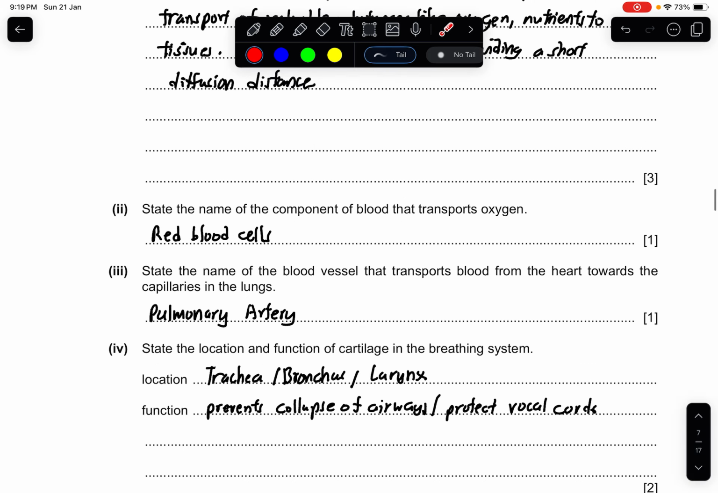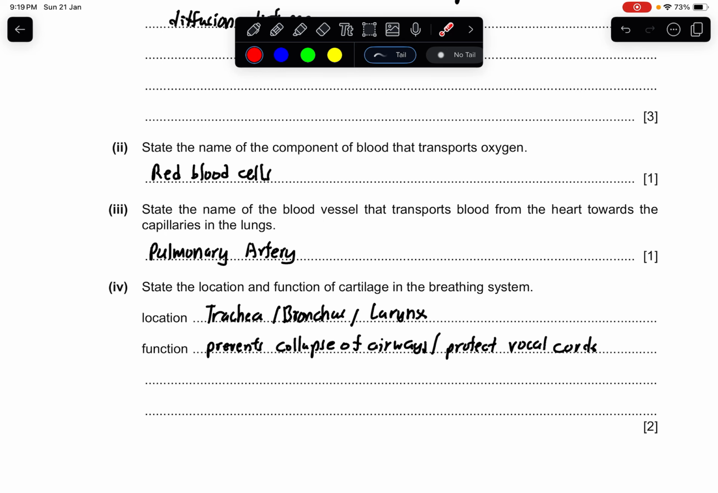Okay. Part 2. State the name of the component of blood that transports oxygen. The components of blood are all 4 things inside: the platelets, the plasma, the red blood cell, the white blood cell. So for this case it will be the red blood cell. Part 3. State the name of the blood vessel that transports blood from the heart towards the capillary in the lungs, which is the pulmonary artery.